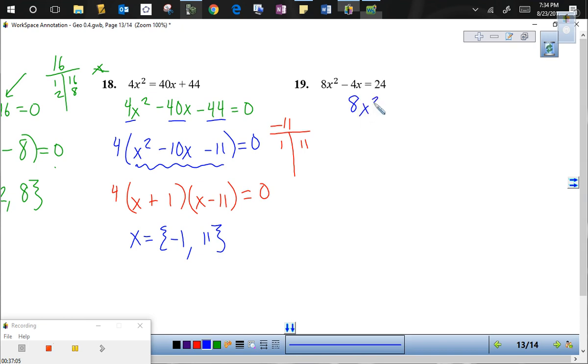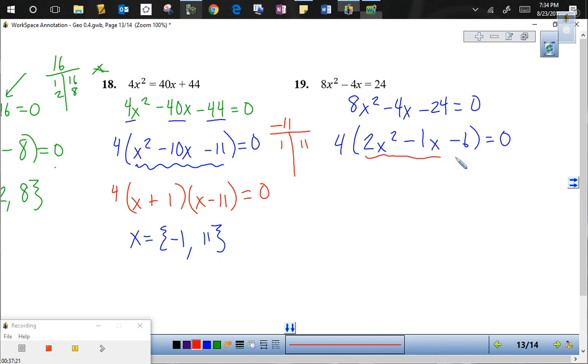Alright, so 8x squared minus 4x minus 24 equals 0. There's a 4 in common again. Then 2x squared minus 1x minus 6 equals 0. The only difference with this one is that's hard factoring now, our frowny face, where we have to make that a times c. So we're looking at negative 12. And we need a difference of 1 here. So 12 and 1, 2 and 6, 3 and 4 are the ones that work for us.